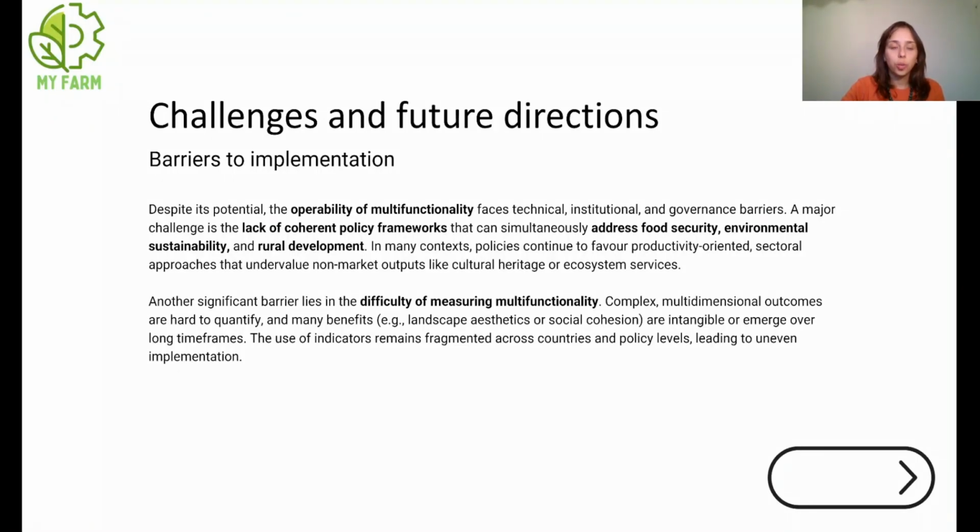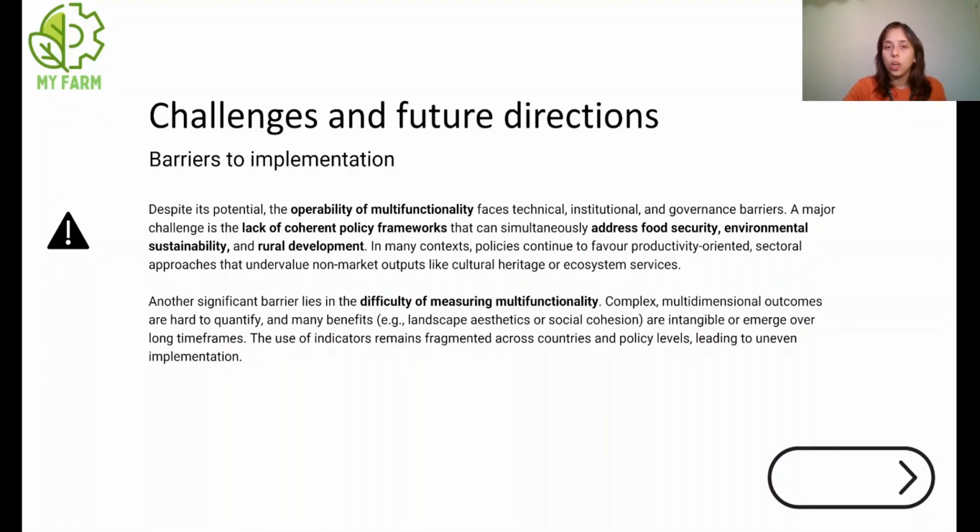Despite its potential, the operability of multifunctionality faces technical, institutional, and governance barriers. A major challenge is the lack of coherent policy frameworks that can simultaneously address food security, environmental sustainability, and rural development. In many contexts, policies continue to favor productivity-oriented sectoral approaches that undervalue non-market outputs like cultural heritage or ecosystem services. By the way, do you remember what ecosystem services are?